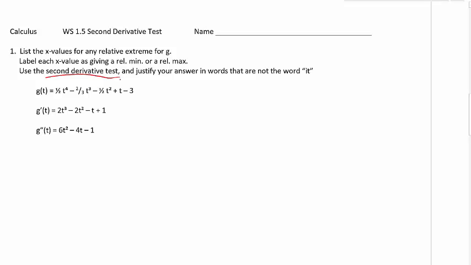It's undefined. We won't have any t values where this first derivative is undefined because, quite frankly, with a polynomial function, you'll always have defined results. You can plug in anything for t here, you'll get a legitimate number back. So we just have to figure out where g prime equals 0.